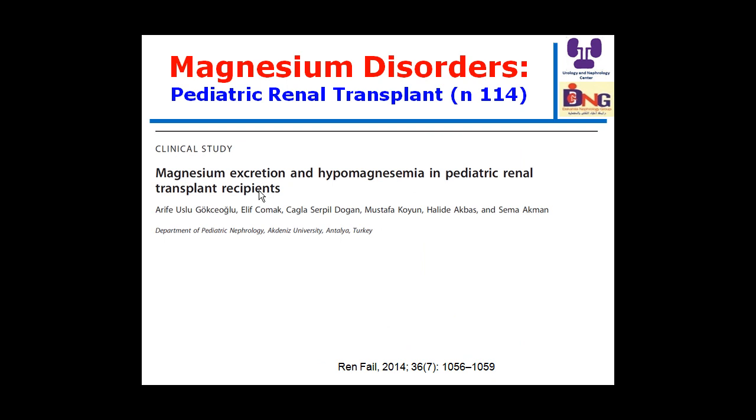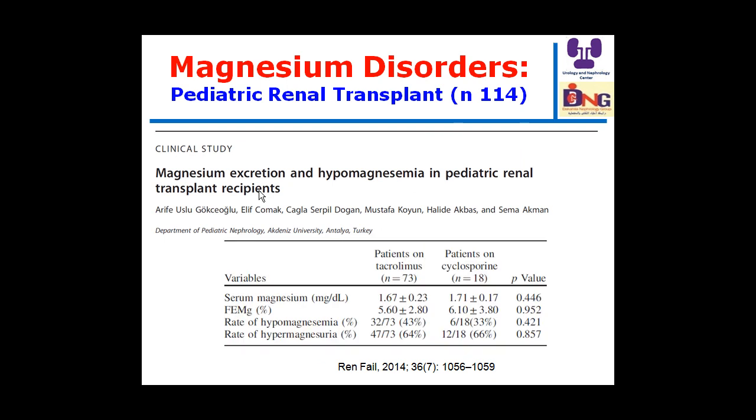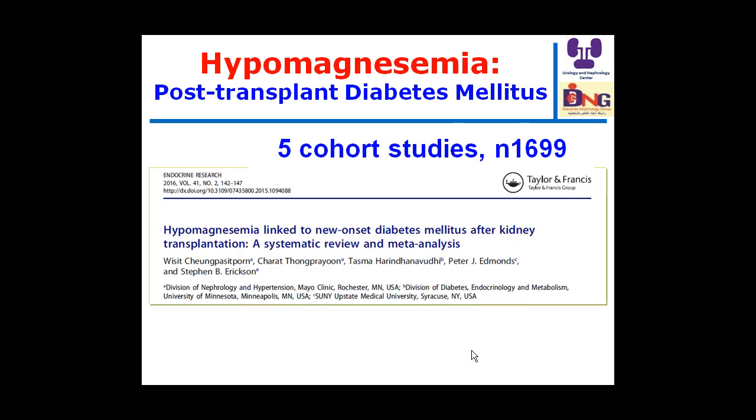This clinical study in pediatric patients shows that fractional magnesium excretion is increased. The rate of hypomagnesemia in these patients on tacrolimus is 43%, on cyclosporin 33%, and the rate of hypermagnesuria is 64% and 66%. So 2/3 of patients treated with calcineurin inhibitors show hypermagnesuria. So there is magnesium wasting through the kidney by excess potassium secretion. We should keep this in mind.